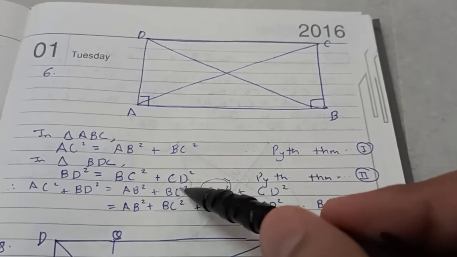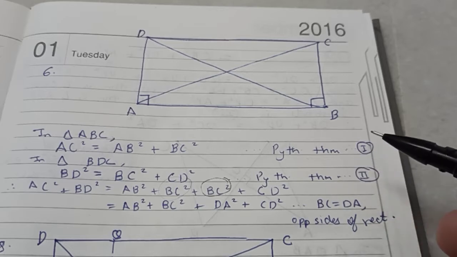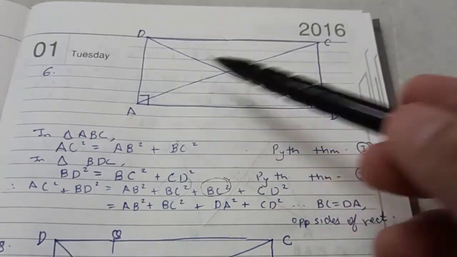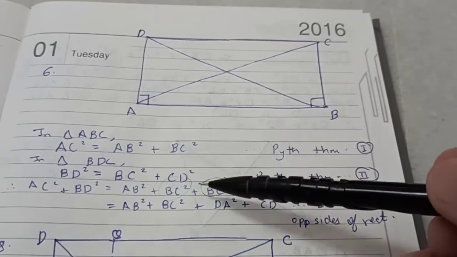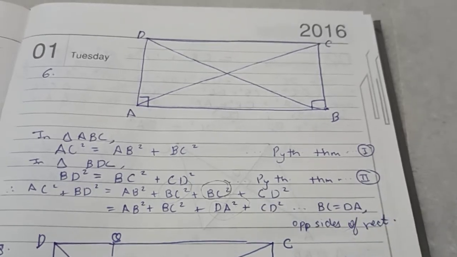BC squared and BC squared, I'm getting it twice. Whereas the RHS of the question is a bit different. But BC is equal to DE, DA, opposite sides of a rectangle. So I can just substitute this and then I get the RHS of the question.